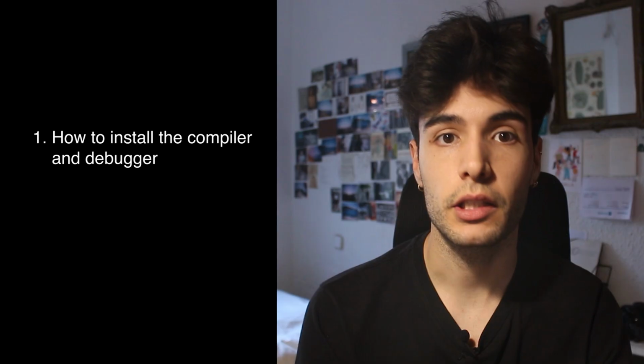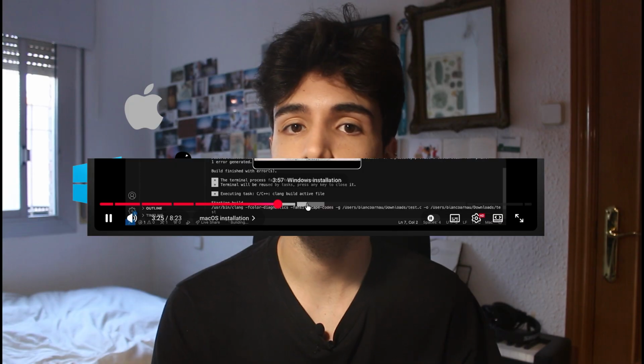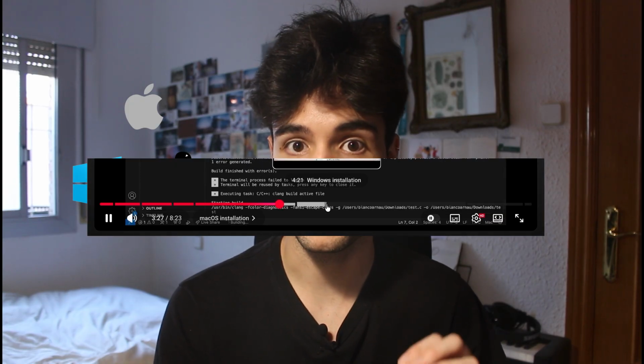Hi everyone, my name is Arnau Blanco, and in today's video I'm gonna show you how to compile and debug C code using Visual Studio Code on Windows, macOS and Linux. Specifically, we're gonna take a look at how to install the compiler and the debugger and how to configure VS Code to use them. Since I'm covering all three major operating systems, feel free to use the chapters below to jump straight to your section.